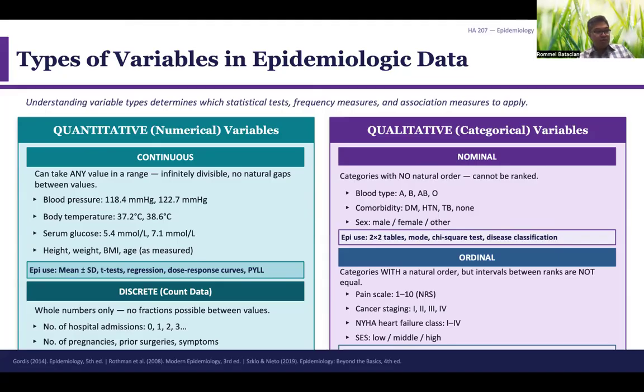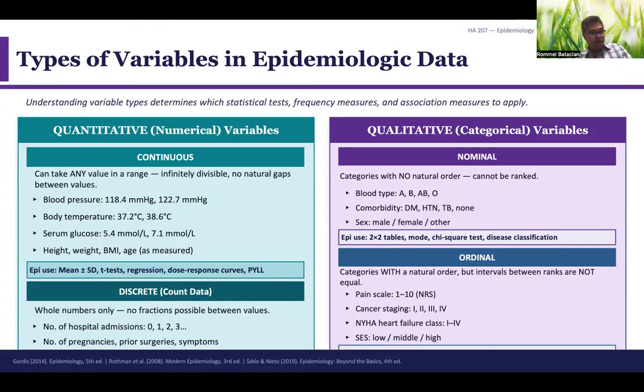The nominal variables have categories with no natural order. So, for example, blood type: you cannot rank here which is the best or the most severe among the four, but you can assign that particular individual based on the blood type. Others would be the presence of diseases, diabetes, hypertension, tuberculosis, or none, and then gender, male or female.